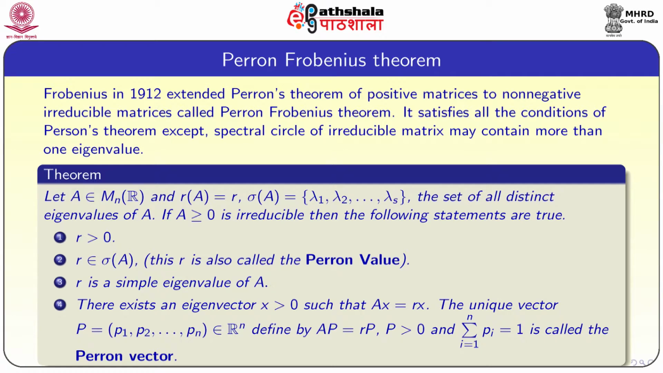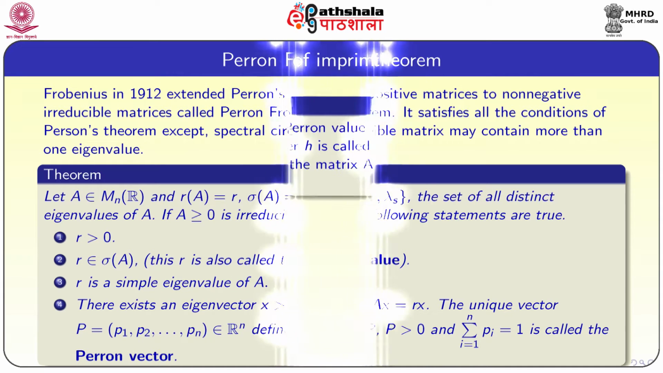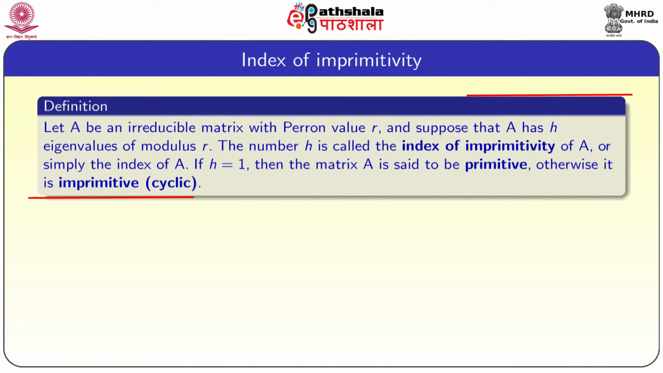So we can divide that x by its length, then we can assume that the unique vector p equal to (p1, p2, and so on, pn) belonging to R^n, defined by Ap equal to Rp and p greater than 0, and satisfying the sum of pi for i equal to 1 to n is equal to 1, is called a Perron vector. Now we are going to discuss the index of imprimitivity.